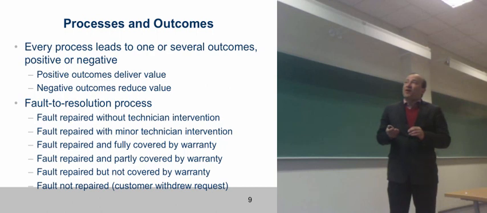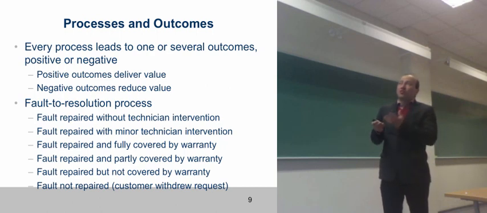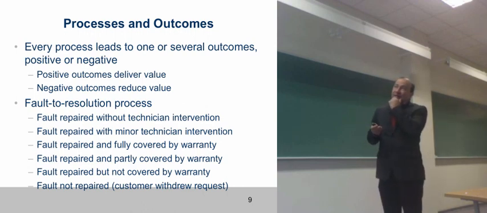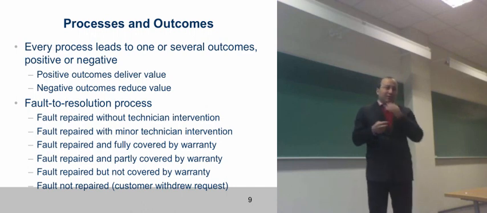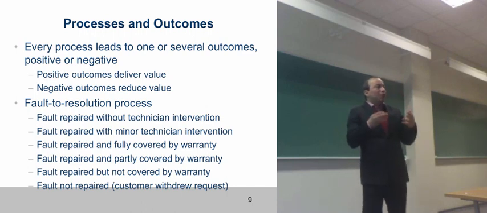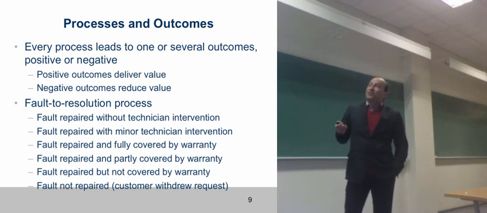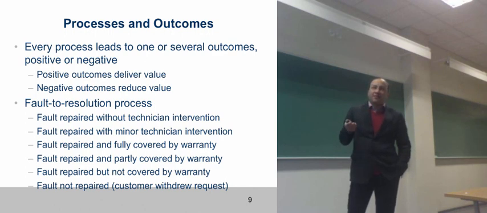If you start thinking even about the possible outcomes of this process, which outcomes deliver value, meaning added value to the organization or to the customer, and which outcomes reduce value, what you will find is that the number of reasons why you might not deliver value is very high. So it might happen that the fault is repaired without technician intervention. That's actually positive, we resolve the problem. Or the fault is repaired with minor technician intervention and the customer is happy. Or the fault is repaired and is fully covered by the warranty.